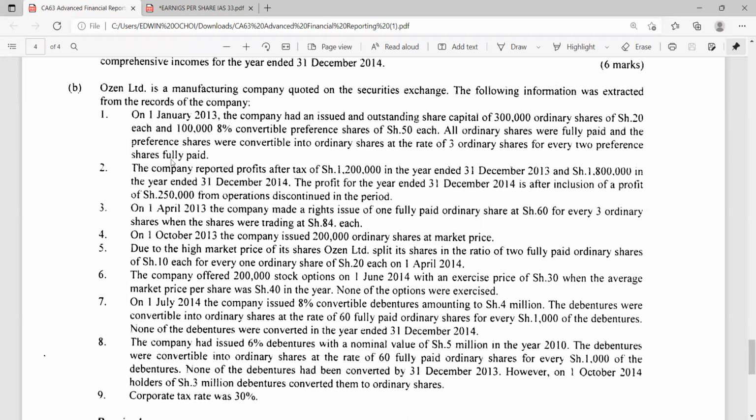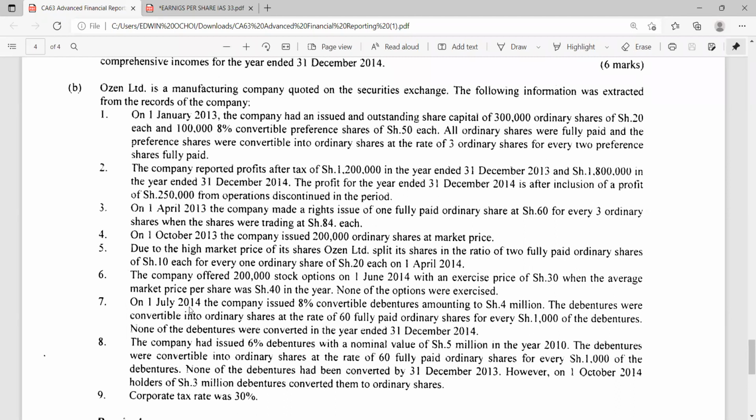Number 5, due to the high market price of its shares, Ocean Limited split its shares in the ratio of 2 fully paid ordinary shares of shillings 10 each for every 1 ordinary share of shillings 20 each on 1st April 2014. Number 6, the company offered 200,000 stock options on 1st June 2014 with an exercise price of shillings 30 when the average market price per share was shillings 40 in the year. None of the options were exercised.